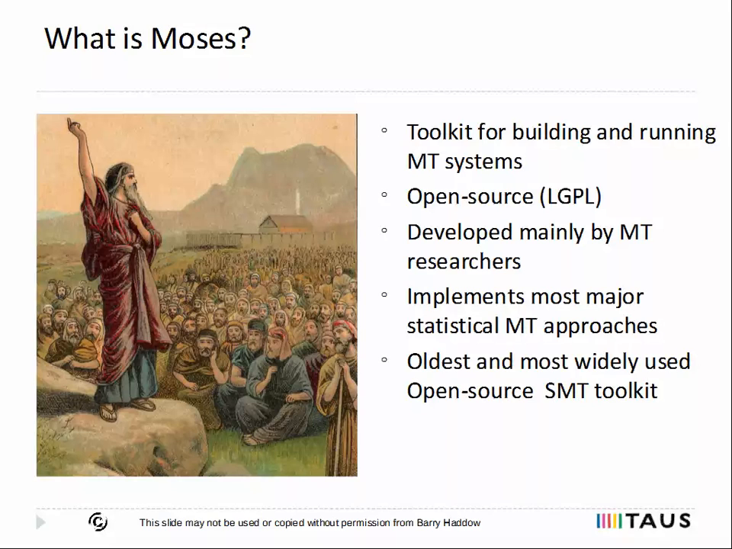Moses is created and maintained mainly by MT researchers, so it implements all the state-of-the-art approaches to SMT, for example, phrase-based, hierarchical, and syntactic machine translation. It is licensed under the LGPL, or Lesser General Public License. So no restrictions are placed on its usage, whether academic usage or commercial usage. The Moses toolkit is probably the most complete in terms of its coverage of SMT technologies, as well as being the most widely used open source tool.